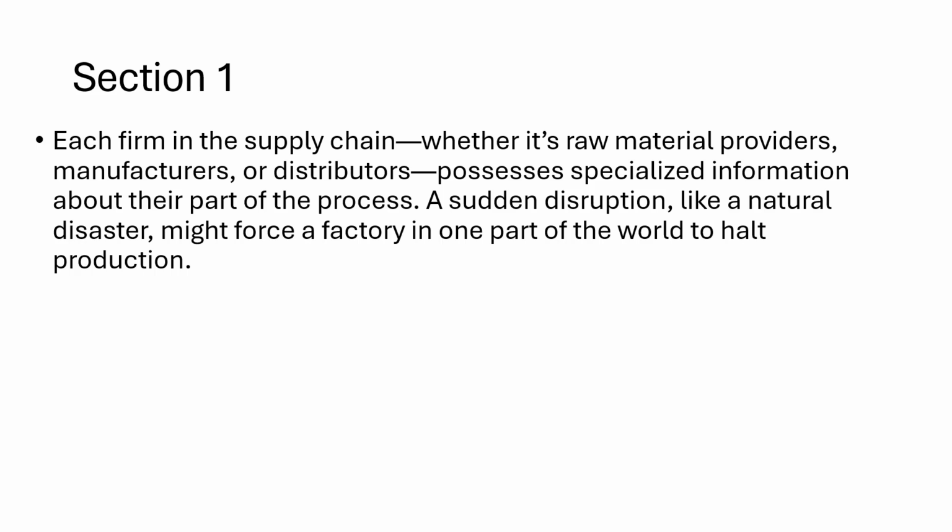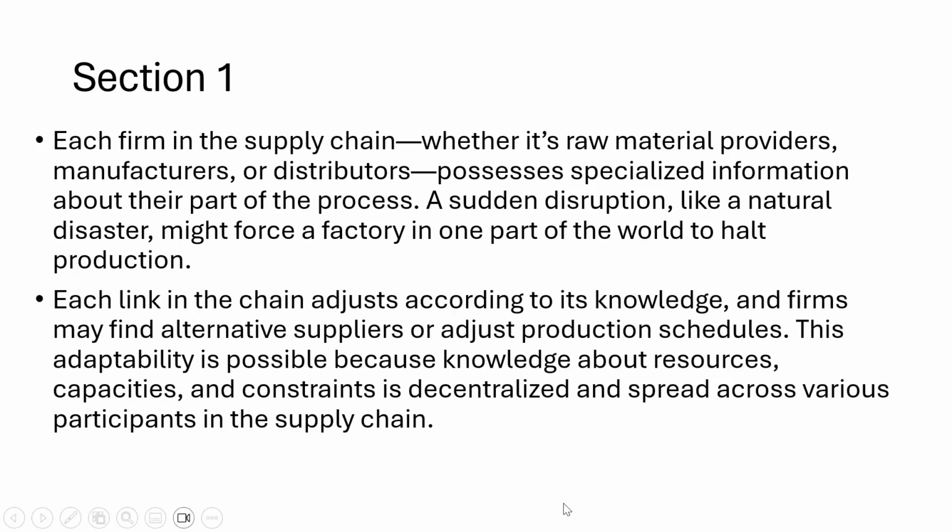Each firm in the supply chain, whether it's raw material providers, manufacturers, or distributors, possesses specialized information about their part of the process. A sudden disruption, like a natural disaster, might force a factory in one part of the world to halt production. Each link in the chain adjusts accordingly to its knowledge, and firms may find alternative suppliers or adjust production schedules. This adaptability is possible because knowledge about resources, capacities, and constraints is decentralized and spread across various participants in the supply chain.